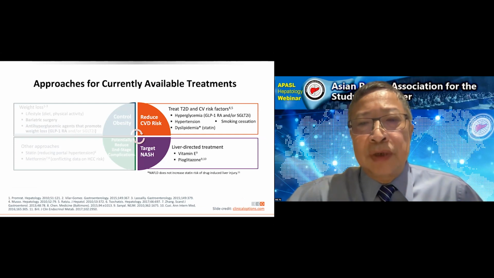The second stage is to treat type 2 diabetes and the cardiovascular risk factors, in terms of controlling hyperglycemia, hypertension, dyslipidemia, and smoking cessation to reduce CV events. Alternatively, we might use the off-label treatment for NASH with vitamin E and pioglitazone.